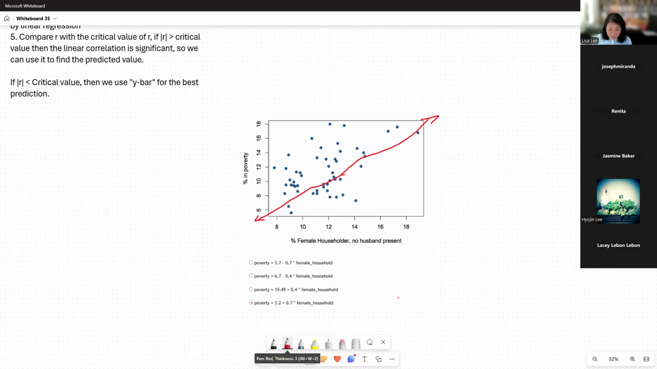The answer is this one: 3.2 plus 0.7 multiplied by the female household variable x, because the slope 0.7 carries the positive sign here. And look at this positive sign. Just because we look at the line going among the points, it's going up, positive. That's how you decide. The right choice is this one here, according to the data I have.